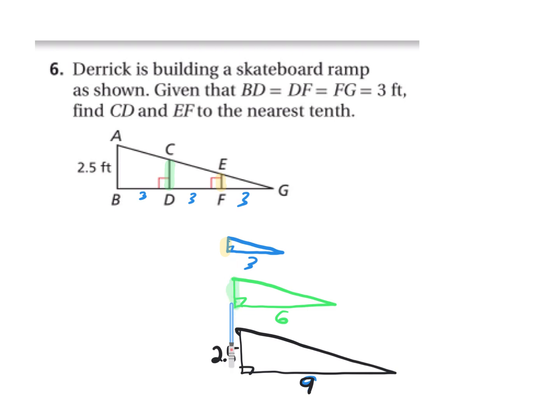We know all of these triangles are similar because they all have right angles and they all share angle G. So by the angle-angle similarity theorem, these triangles are all similar, and that, of course, means that their corresponding sides are proportional.